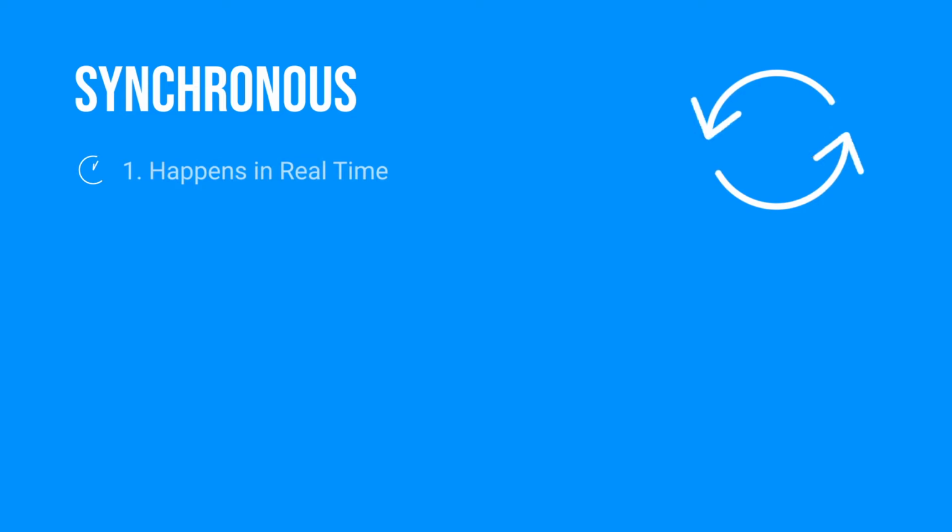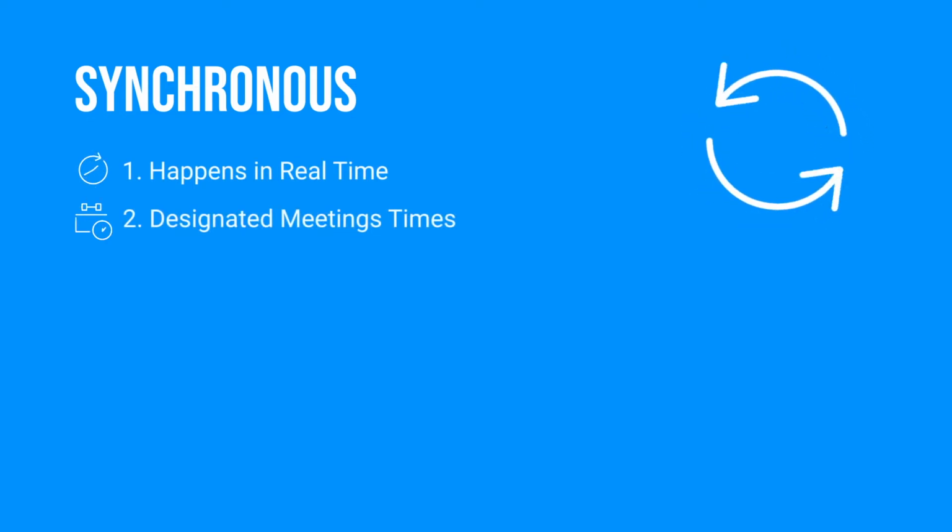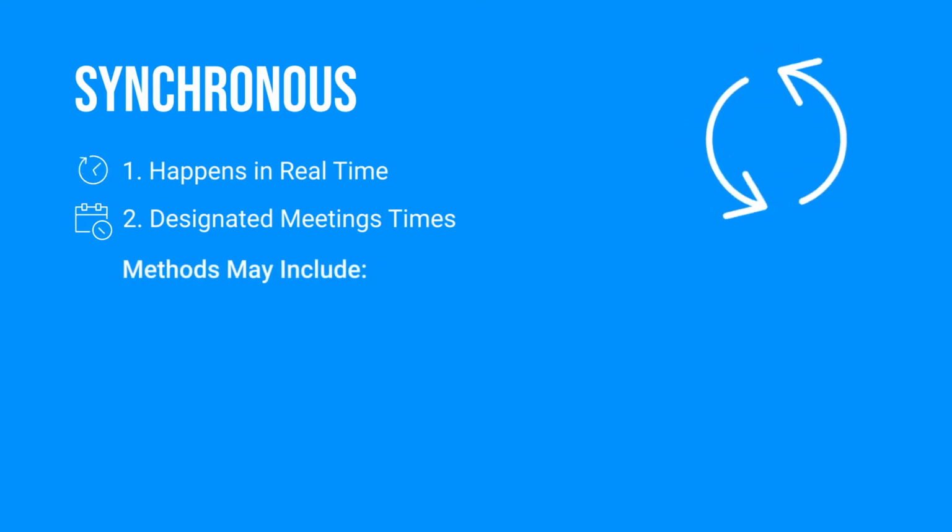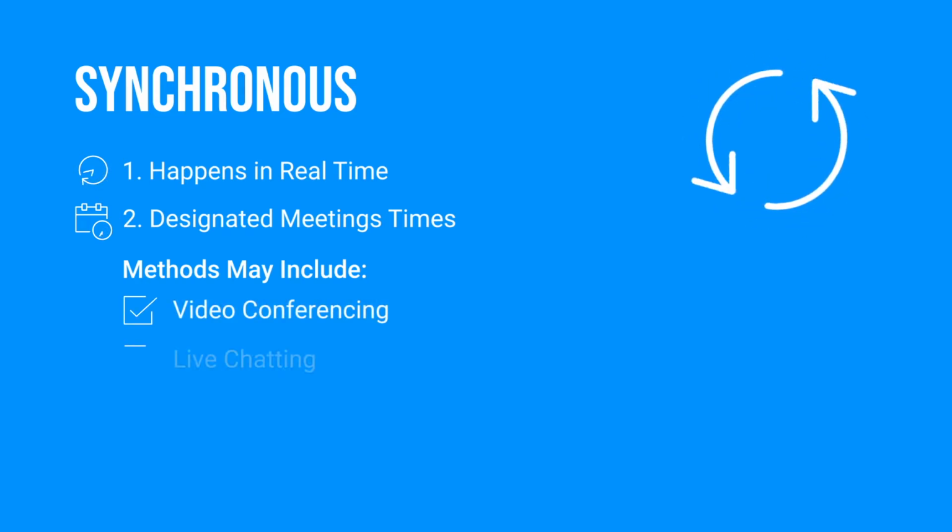Synchronous learning is the kind of learning that happens in real time. What that means is there's a designated time each week for the professor and students to meet. Sometimes this will be a virtual meeting and sometimes it will be an in-person meeting, depending on the class. Methods of online synchronous learning could be, for example, video conferencing, live chatting, or even live streaming.